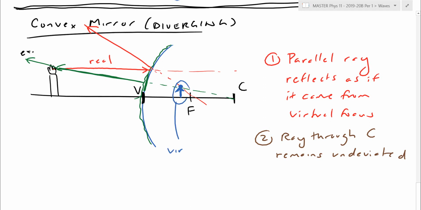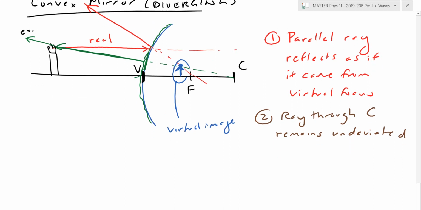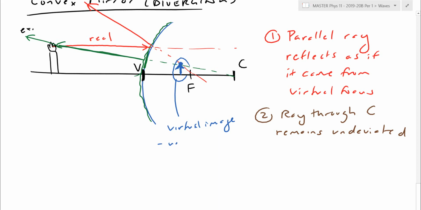First thing, it's going to be a virtual image. These are not real images. It's not like you can put your screen inside the shininess of the mirror. So not a real image, but it is upright. It is right side up, still standing upwards. And it is diminished. It is smaller than what we see.